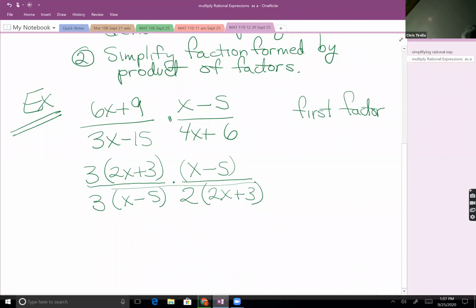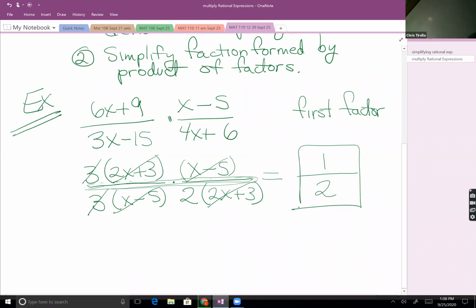So now I'm going to treat this all as one great big fraction. And in that one great big fraction, I can divide numerator and denominator by 3. I can divide numerator and denominator by 2x plus 3. I can divide numerator and denominator by x minus 5. And so if everything's divided out of the numerator, there's a factor of 1 left. And in the denominator, there's a factor of 2. And so my final answer is a half.